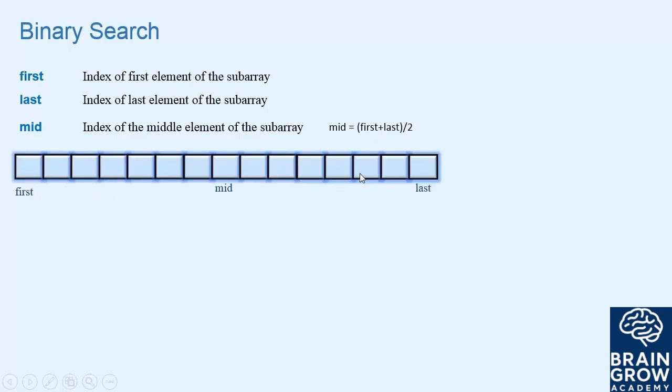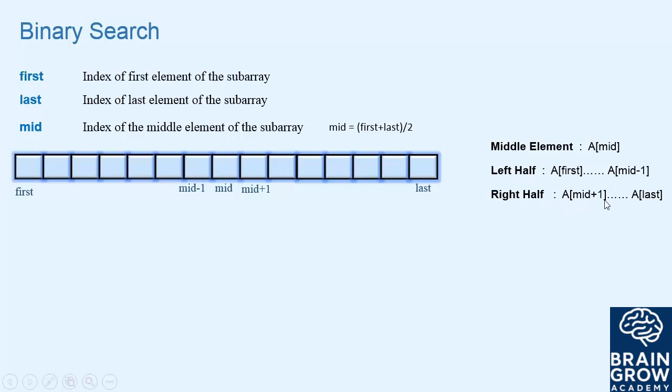Now suppose this is a subarray in which we are searching. This is the middle element of this subarray. This is the left half and this is the right half. So we can see that the left half is from index first to index mid minus 1 and the right half is from index mid plus 1 to index last. So A[mid] is the middle element and elements from A[first] to A[mid minus 1] form the left half, and elements from A[mid plus 1] to A[last] form the right half.